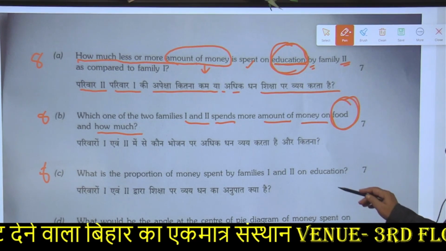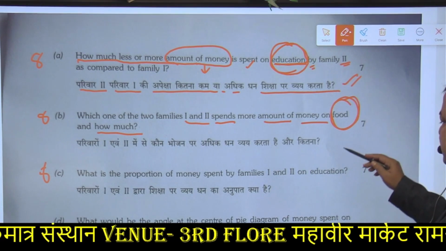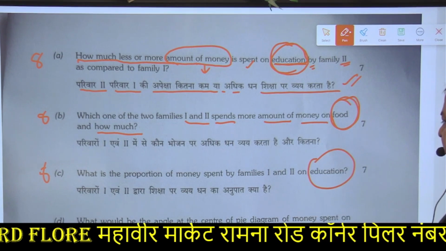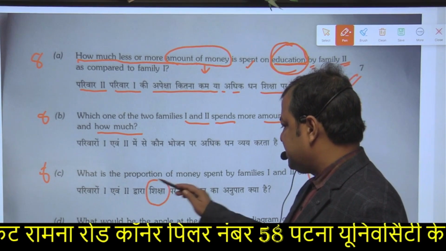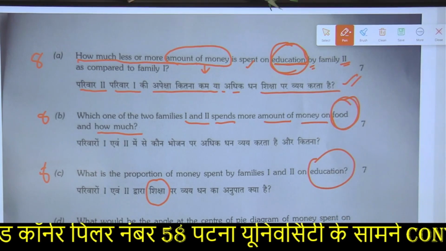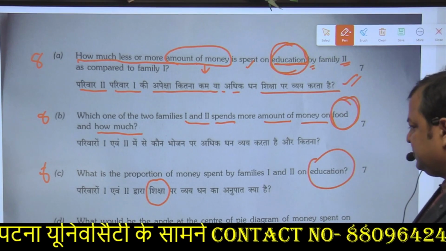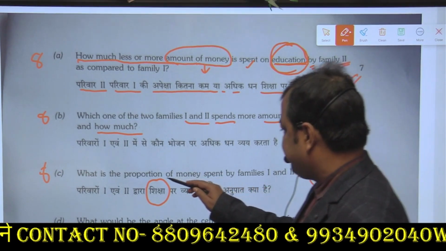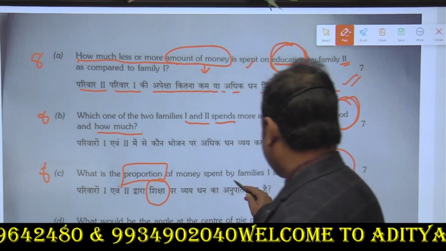8C: what is the proportion of money spent by family 1 and 2 on education? So similarly, in this question, same type, 1 and 2 family education यानी शिक्षा is a sector in this pie chart shown in figure. Then ratio, proportion of money, so find out the ratio.